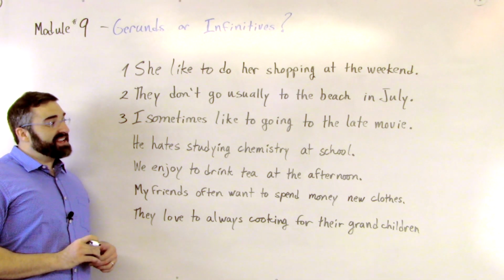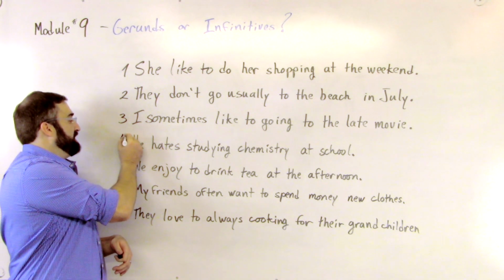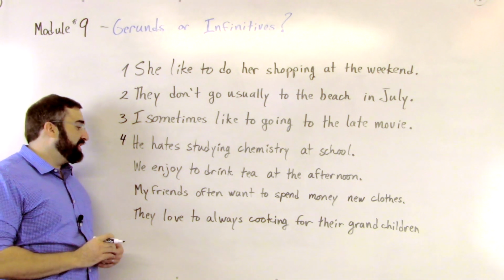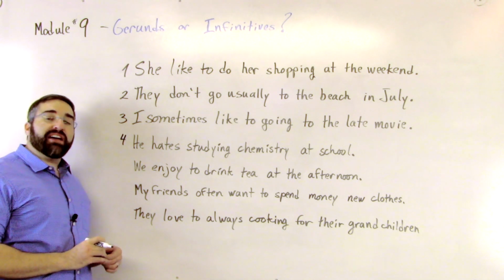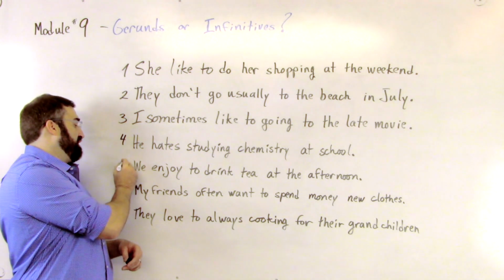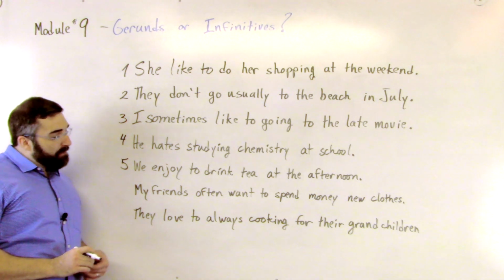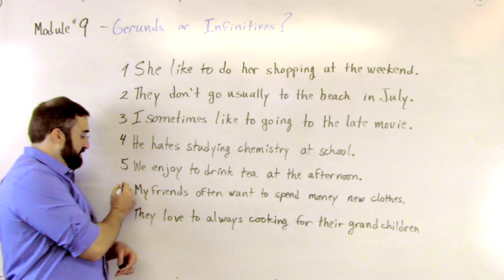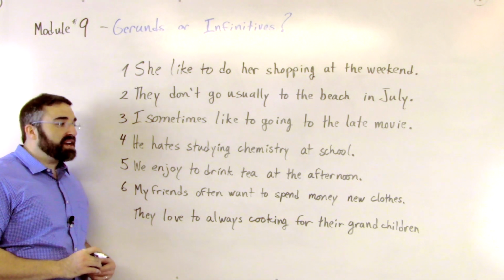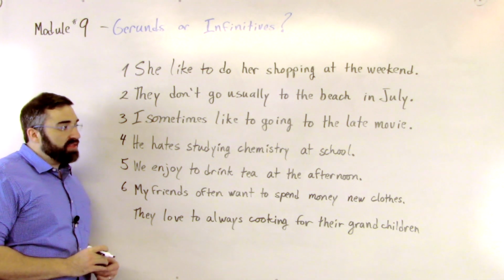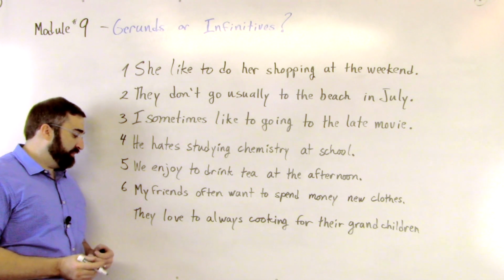He hates studying chemistry at school. Correct or incorrect? What do you think about number 4? Make sure you make a mark on that one. We enjoy to drink tea at the afternoon. Okay, number 5. Is it correct or incorrect? Number 6 here. My friends often want to spend money on new clothes. What do you think? Is this one grammatically correct or is it incorrect?